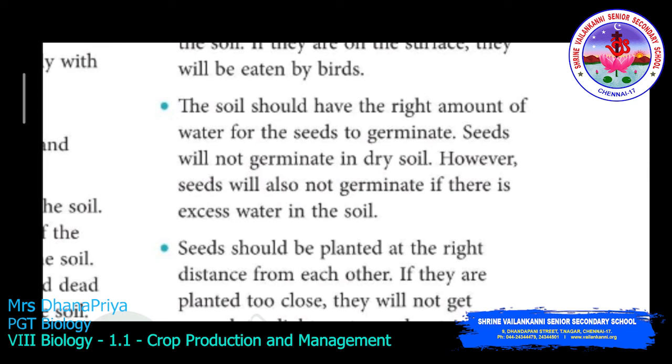So when you are watering the soil, what happens? The soil should have the right amount of water. Why? Because the soil must hold water for processes like germination. Just think, if you put excess water in the soil, what happens? Maybe the seeds get decayed. Or think the other way: if you don't put water, the soil becomes very dry and the seeds will not germinate. So the right amount of water should be maintained.